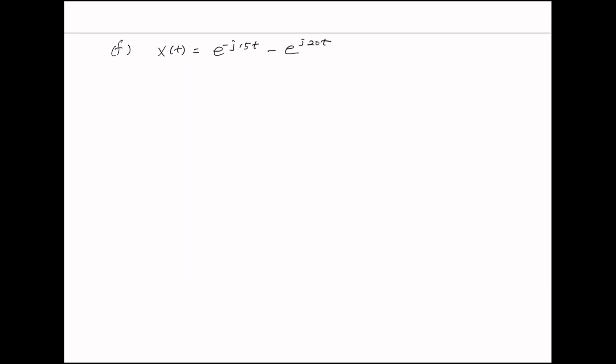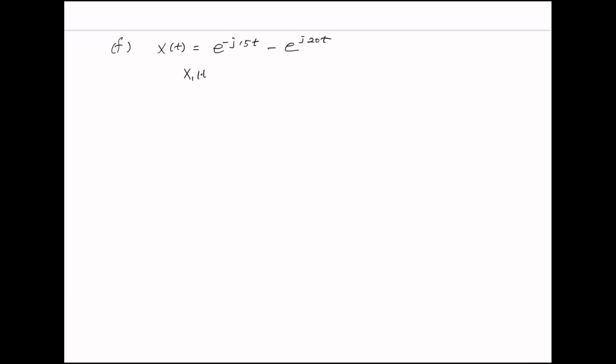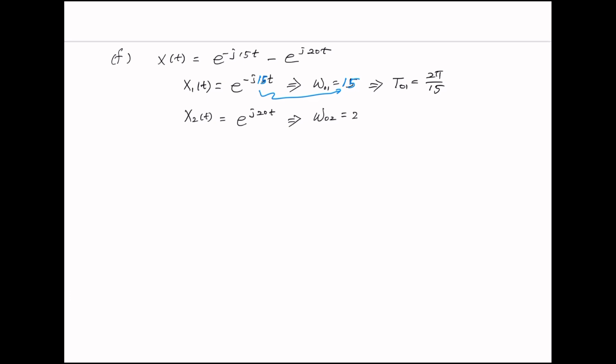Next problem. This time the signal is given using exponential functions. In a similar way, we have x1 of t equals e to the negative j15t. That's the first one, and omega naught equals 15, because of this number. That means T naught equals 2 pi over 15. The second signal is e to the positive j20t. Omega 02 now equals 20, so T02 is now 2 pi over 20.